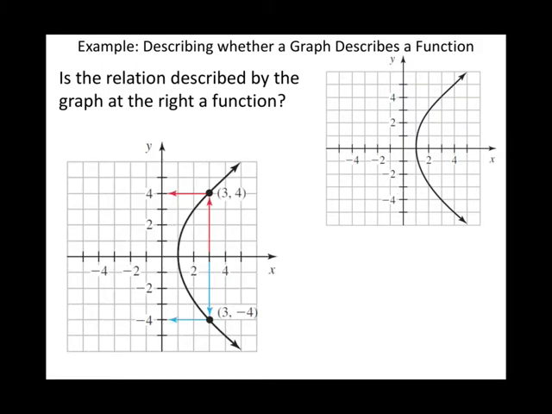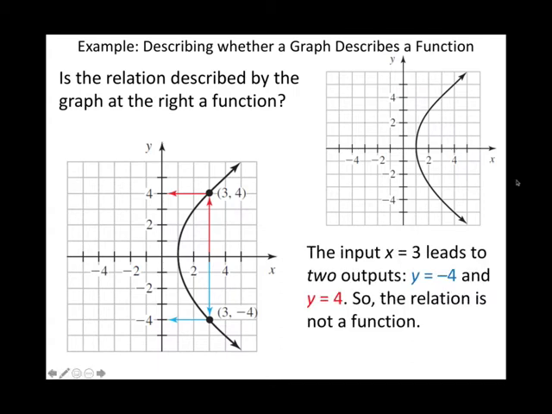So that means I only have one input, x equal to 2, but I get two outputs, y equal to -3 and y equal to 3. So I know the relation is not a function.